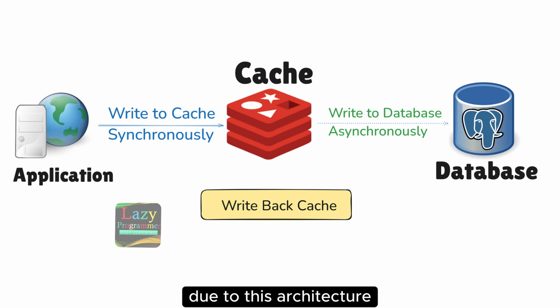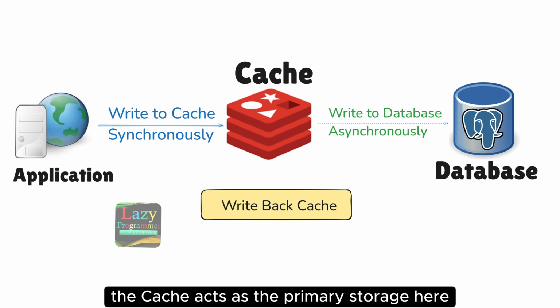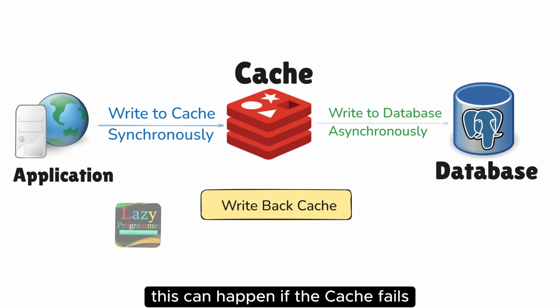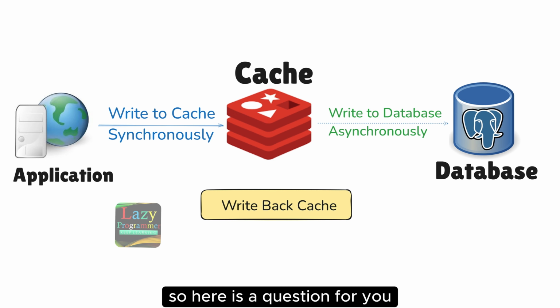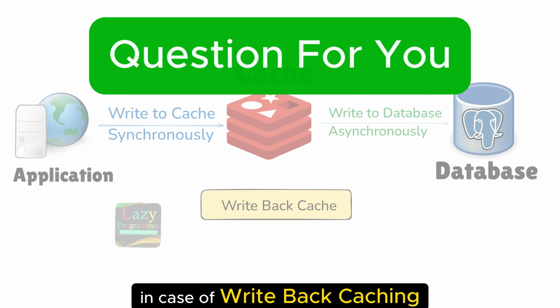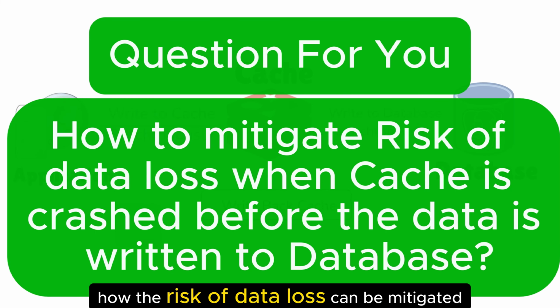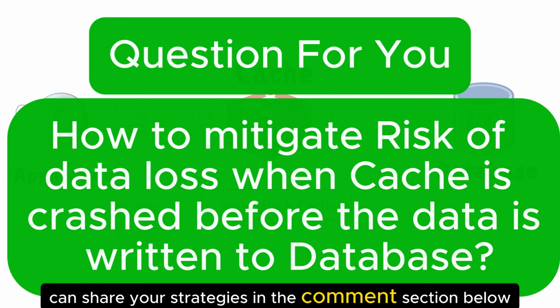Due to this architecture, the cache acts as the primary storage here. Having said that, there is a risk of data loss. This can happen if the cache fails before the data is written to the database. So here is a question for you. In case of write-back caching, how can the risk of data loss be mitigated? You can share your strategies in the comment section below.